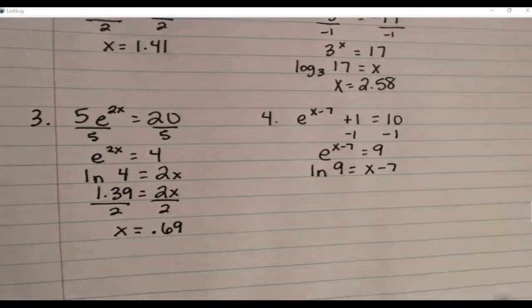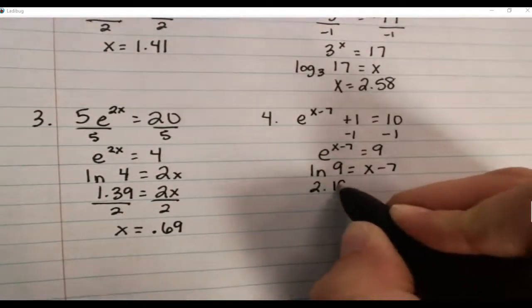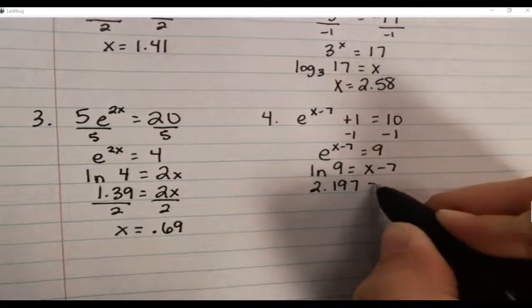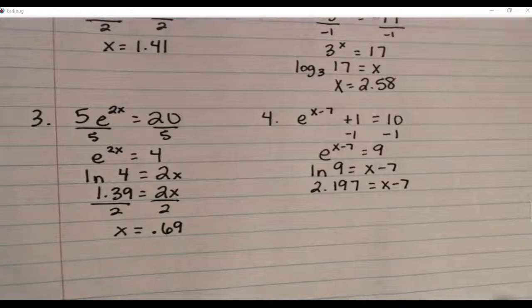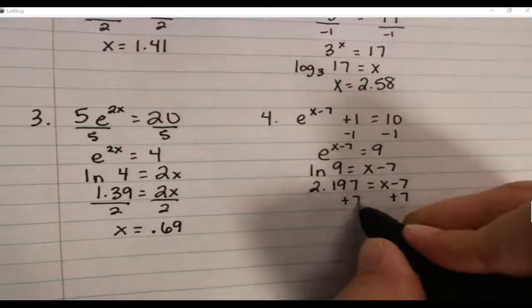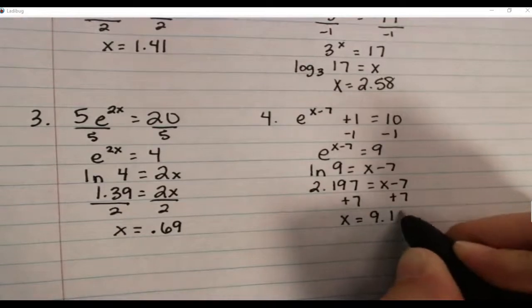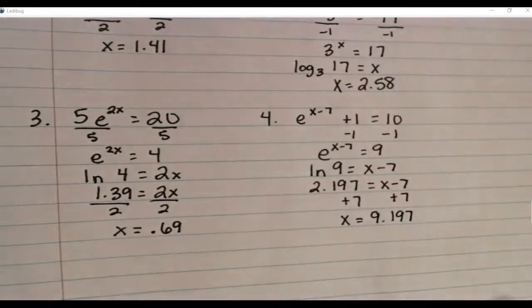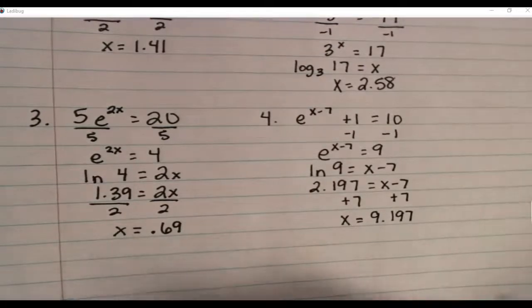Again, we know ln of 9 is a number. Good, so about 2.197, or however you want to round it, it's fine. So then what would be my last step? Good. Add 7. Good. Any questions?